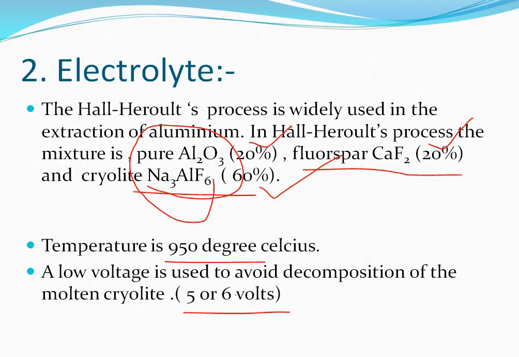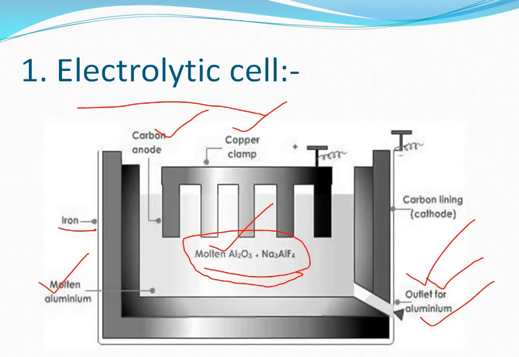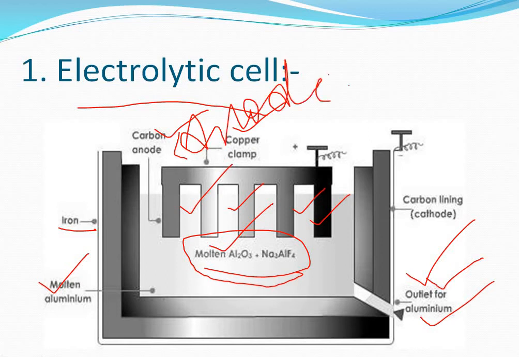Now if we see the diagram again, these rods here are the graphite rods, the carbon rods, and they act as the anode part. These thick rods act as an anode part. And if we talk about the cathode part, then the carbon lining on the iron tank will act as a cathode.